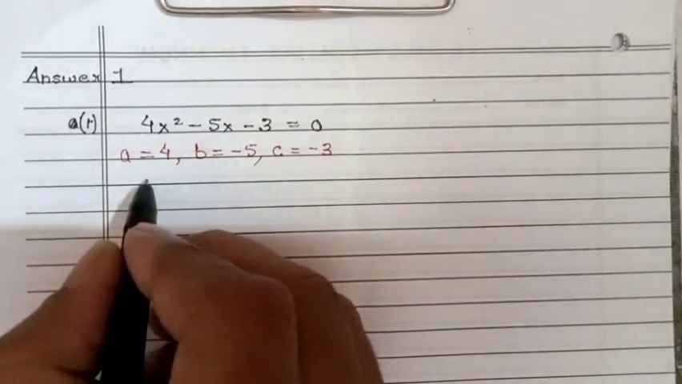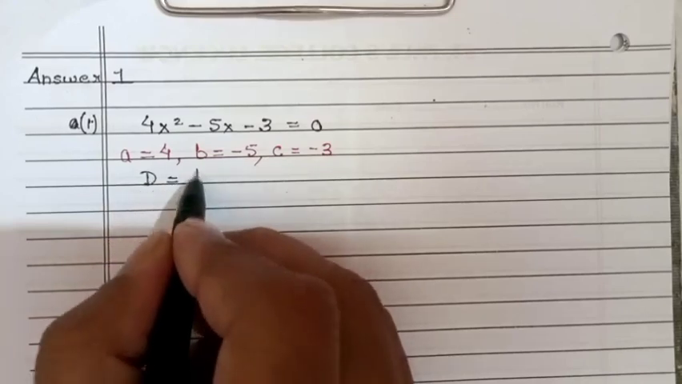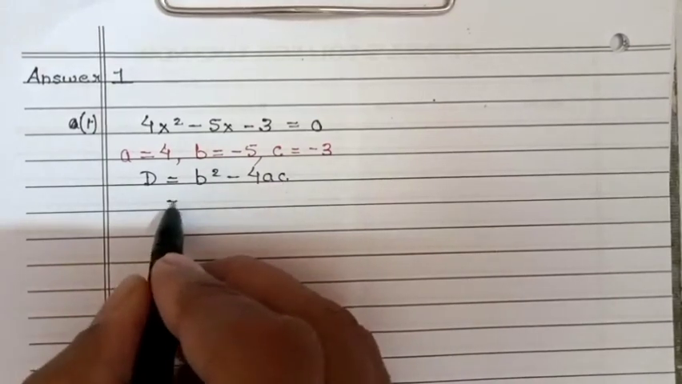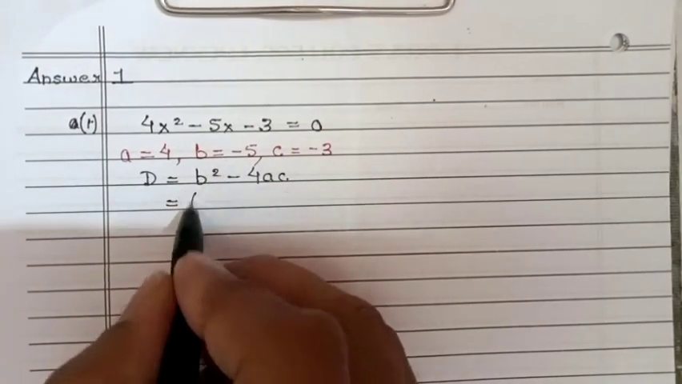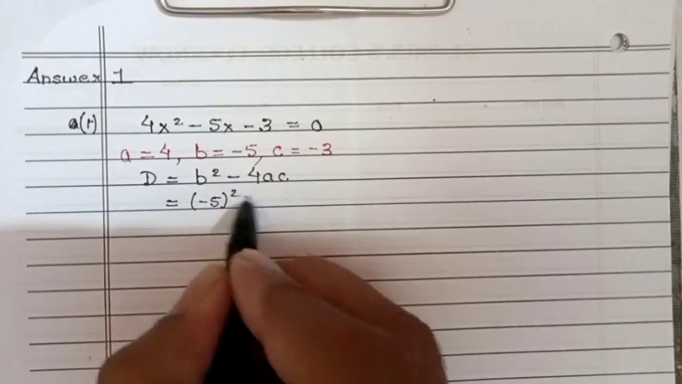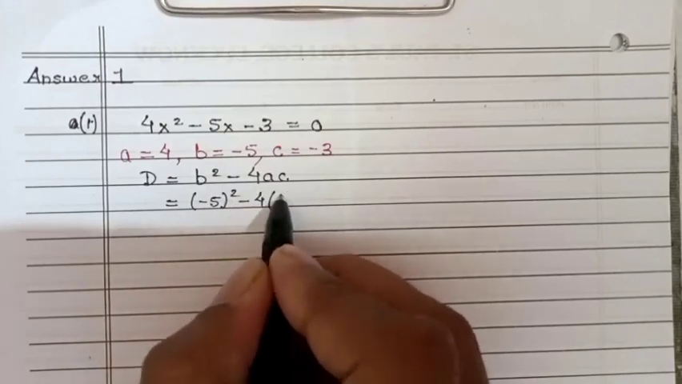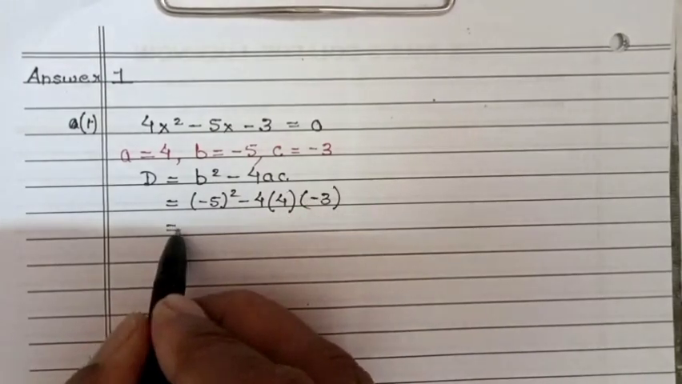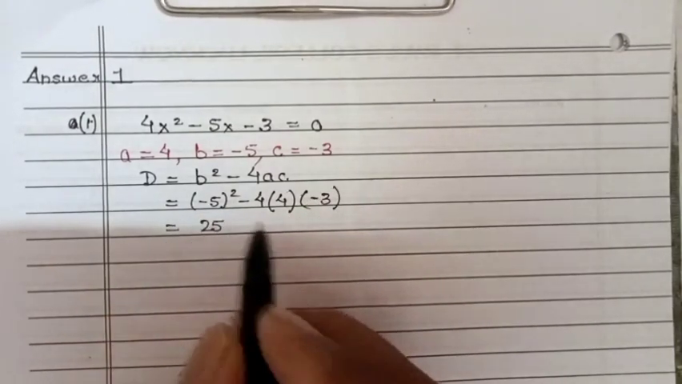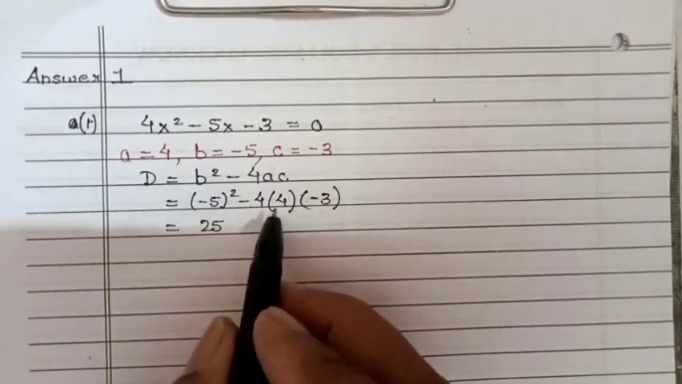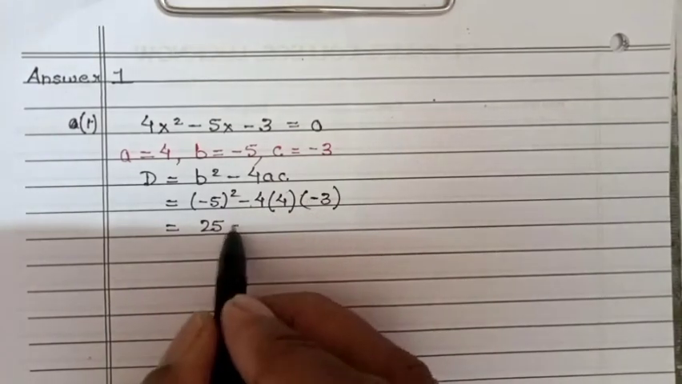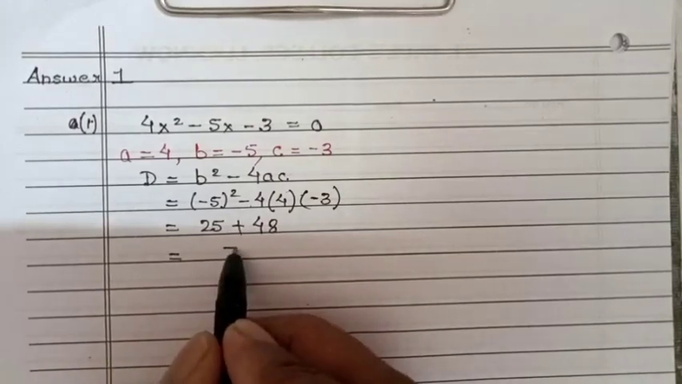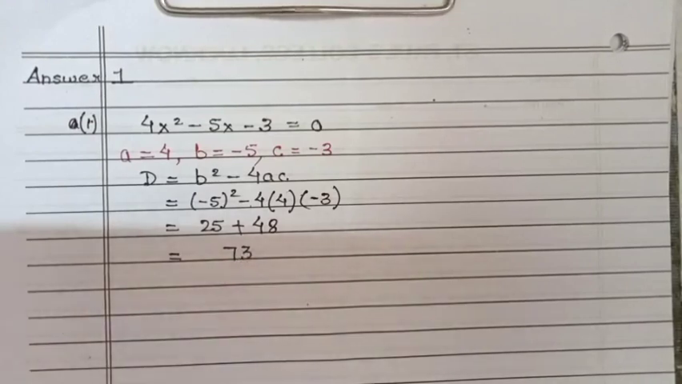Okay, now you will get the discriminant, which is equal to b square minus 4ac. So b is minus 5, 4 into a is 4, and c is minus 3. So this will give you 25. This will become minus minus plus. So 16 into 3, that will give you 48. So you are getting the discriminant as 73.